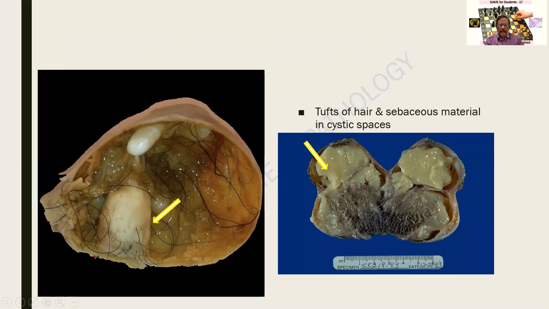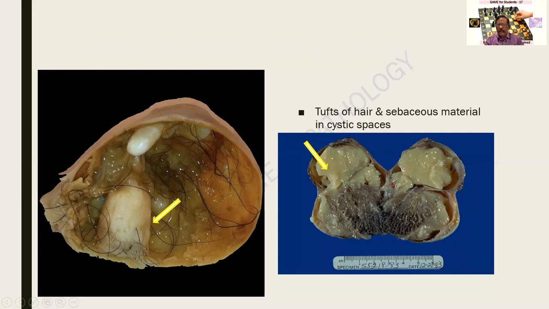This again is a photograph retrieved from the net. I am finding a tooth over here, and it's also one. And I'm able to see some pasty material in the cystic space. That is probably something like sebaceous material. And there is a large unilocular cystic space.